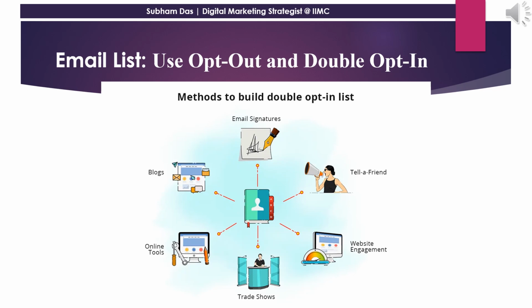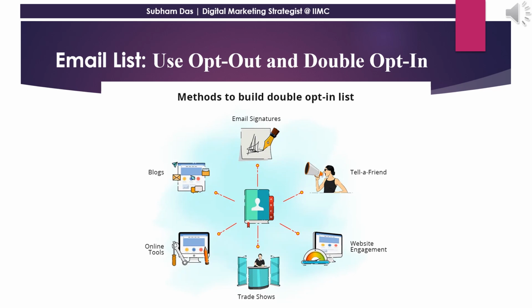And similarly, they can unsubscribe if they do not want to receive your newsletters or email marketing campaigns any further. So use opt-outs and double opt-ins. That is something that is lacking when you purchase an email list. So never purchase an email list. Instead, you build it from zero using opt-ins and double opt-ins.